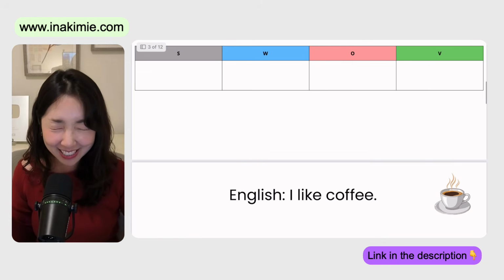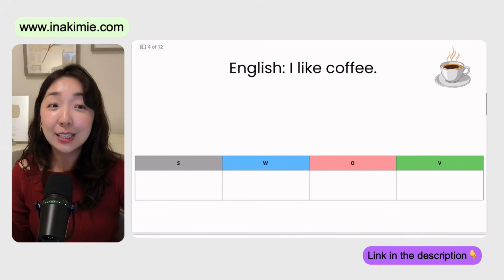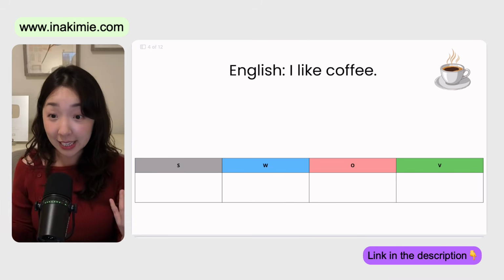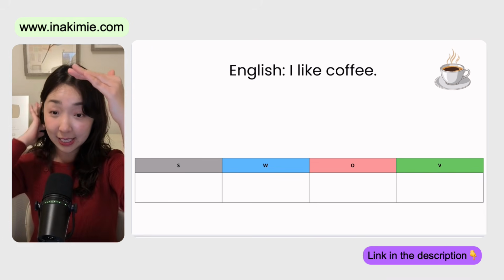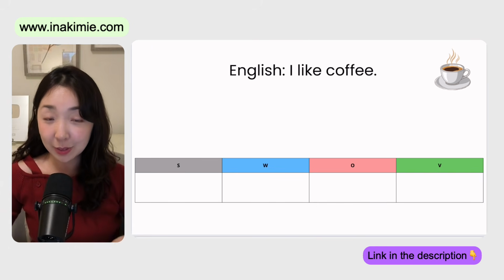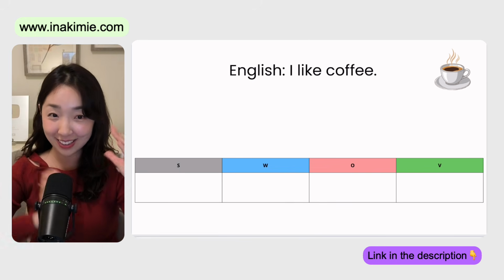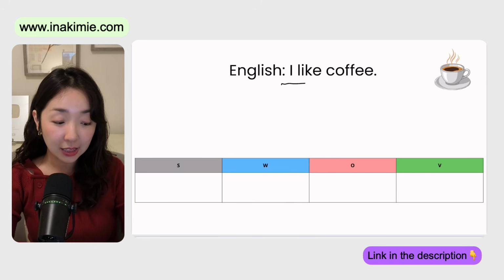I am so excited to show you the process of it. So here we have something really easy and simple. We're going to go from easy to more advanced sentences, so our brains are ready for it. Something like, I like coffee.